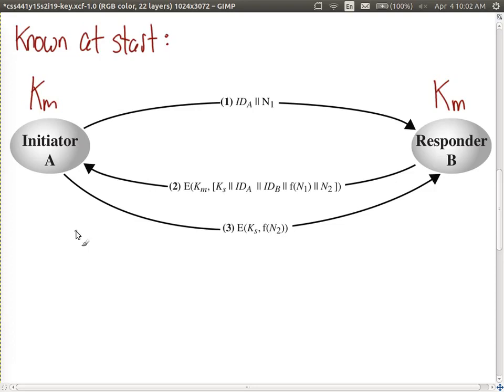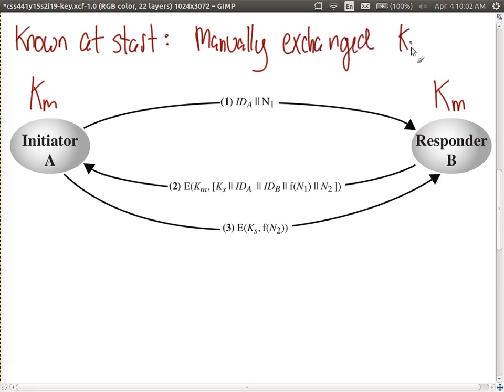But when we have data to be exchanged between A and B, let's say we have millions of bytes to be sent between A and B, all of that data will be encrypted with session keys. Maybe one session key, or maybe after some time we'll change the session key. So even though we already have a shared secret, KM, we're going to exchange another shared secret. So when we say KM was known at the start, that was manually distributed. A master key was manually exchanged. That's the assumption in this case.